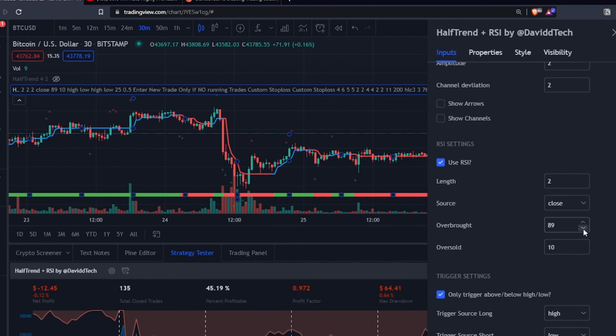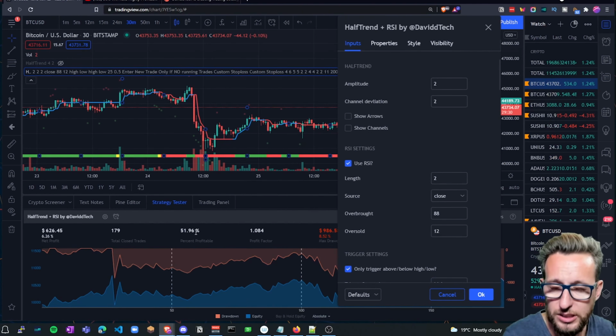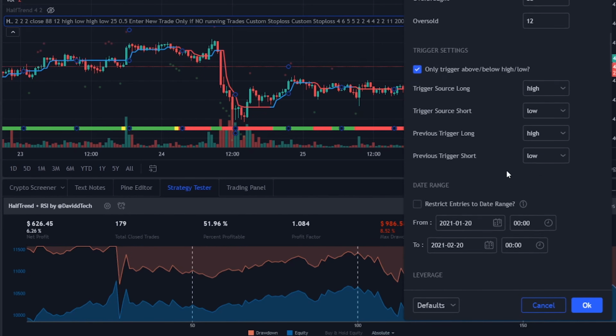RSI, maybe we can change the RSI slightly to allow for more room for entries. As you can see, by changing those two settings, we've already got our profitability up to almost 52%, and more importantly, we're in a net profit. The problem is we've taken quite a lot of trades for that very small amount of profit, with 179 trades. So let's keep changing these around.